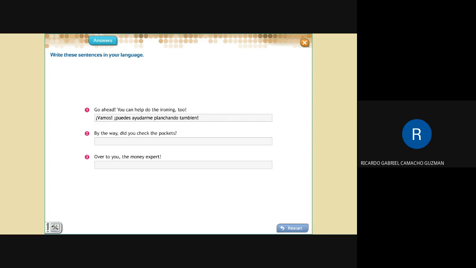What about the number 2? ¿Cómo harían la traducción de la número 2?